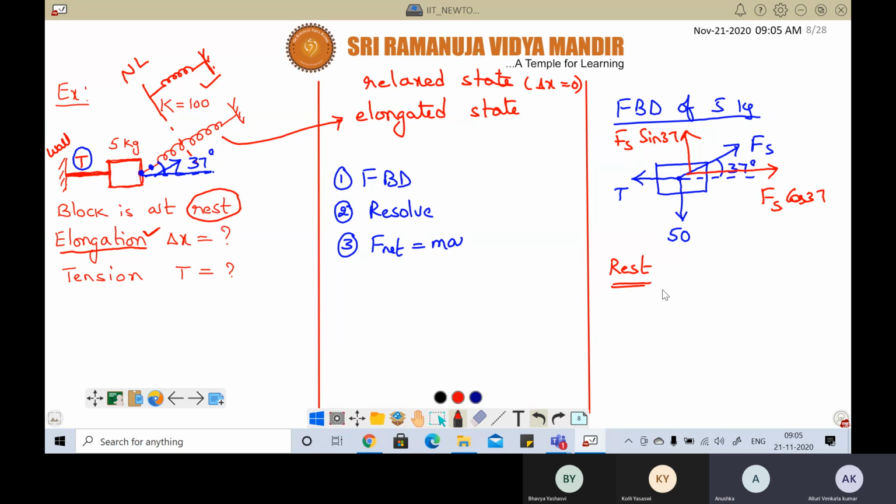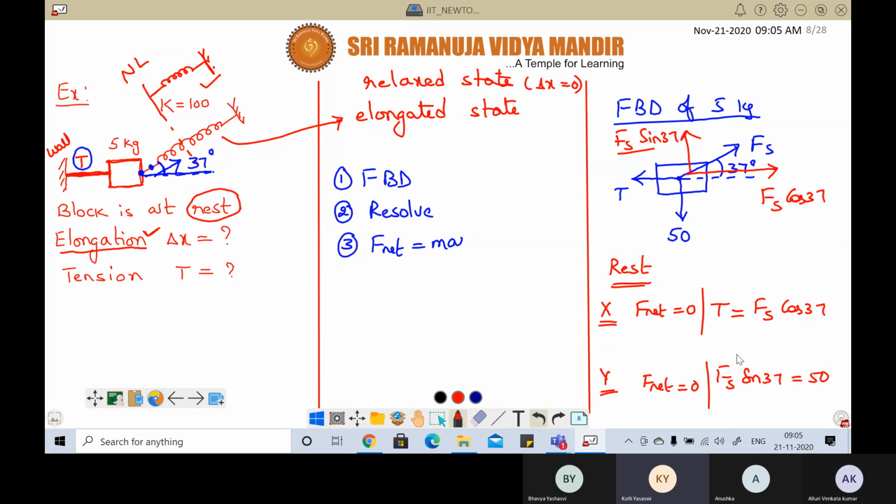They gave rest. Rest means in x direction and in y direction F net is 0. In x direction, T must be equal to Fs cos 37. In y direction, Fs sin 37 equals 50. That's all. Now take this equation. Fs into sin 37, which is 3 by 5, must be equal to 50. So Fs is 5 into 50, 250 by 3.